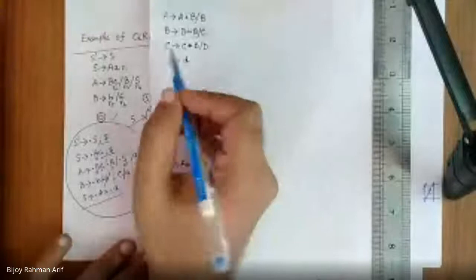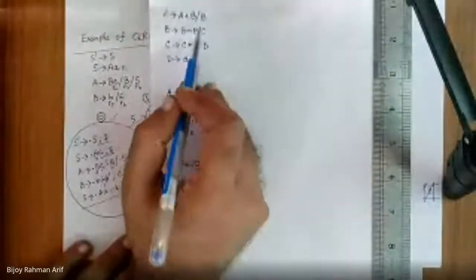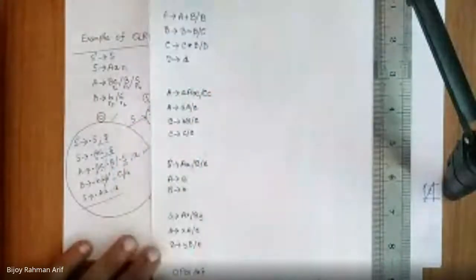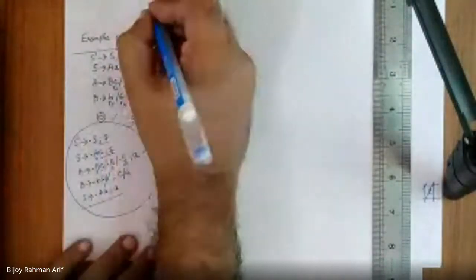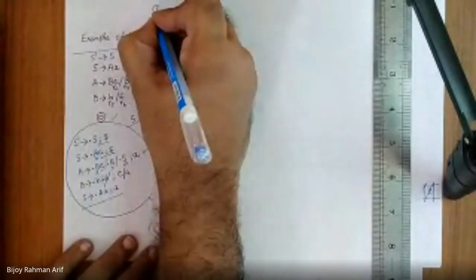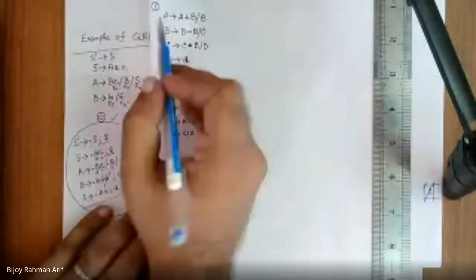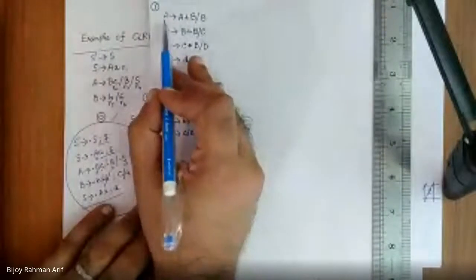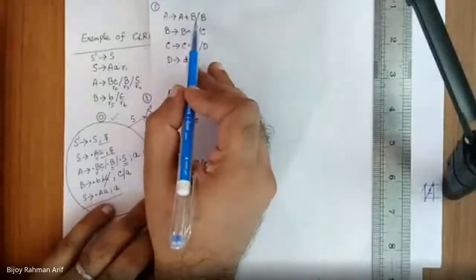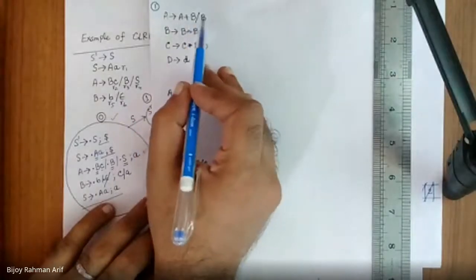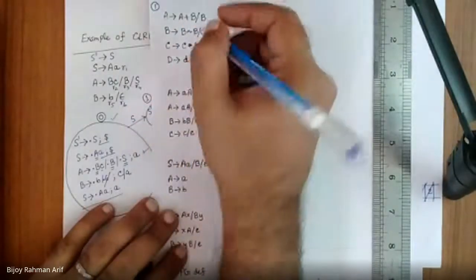First problem. If we use this grammar as the operator precedence parser, what is the problem in this grammar? The question number one. What is the problem with this? If you've gone through this production, there is no problem. A derives A plus B or B. So on the left side there is A, on the right side there is another variable, then I go to B. So no problem with this production.